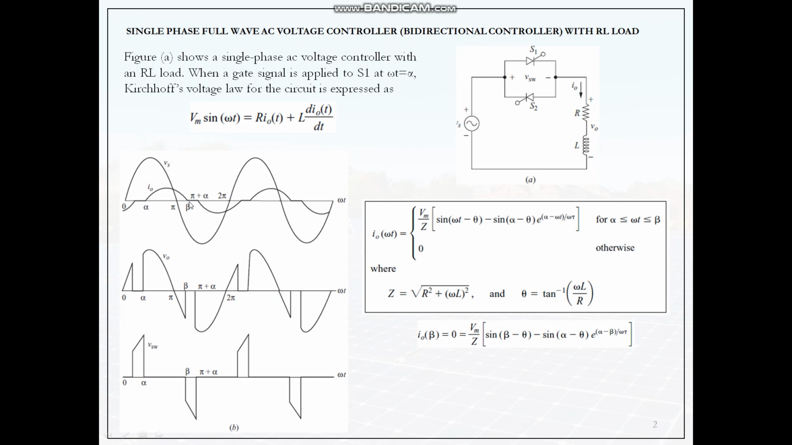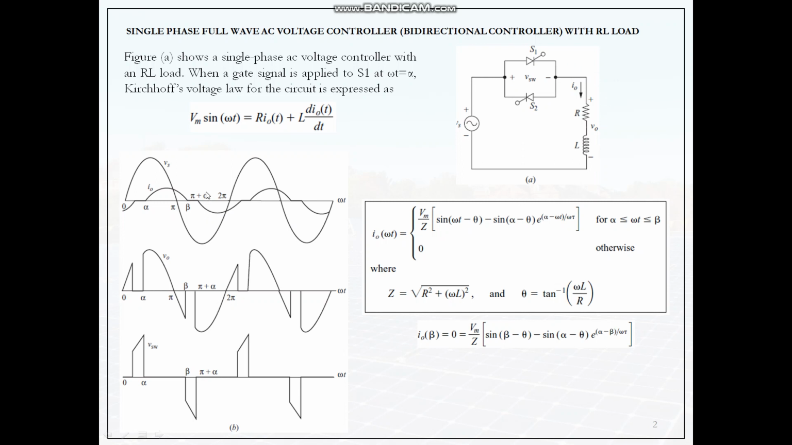But since the current is not 0 at pi, the thyristor will continue to conduct. So you can see that negative voltage also appears across the load. When the current becomes 0 at an angle beta, at that point of time the voltage will become 0, and it will remain 0. Then at pi plus alpha, the thyristor S2 is triggered. Again you can see that the current is flowing, but it is in the negative direction. So the current direction will be something like this.